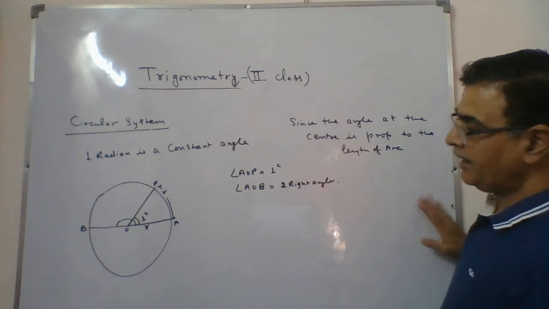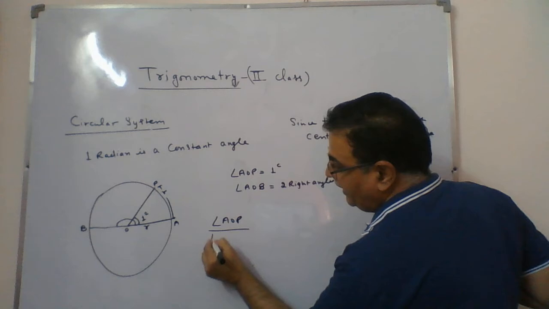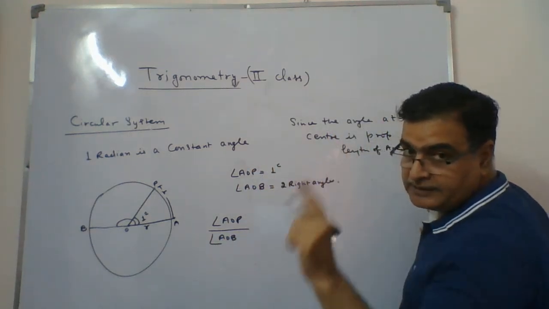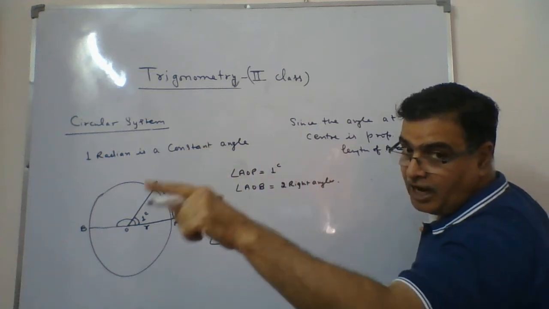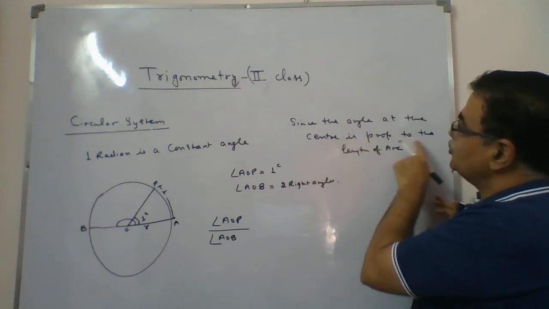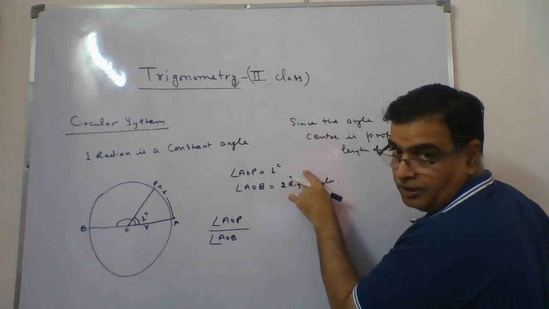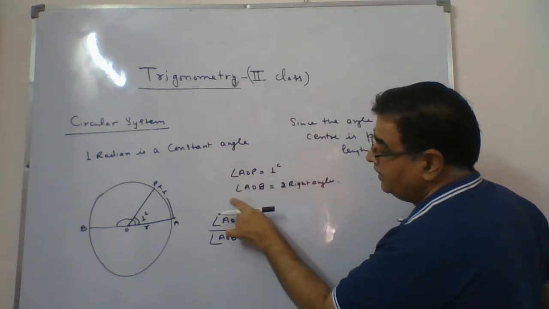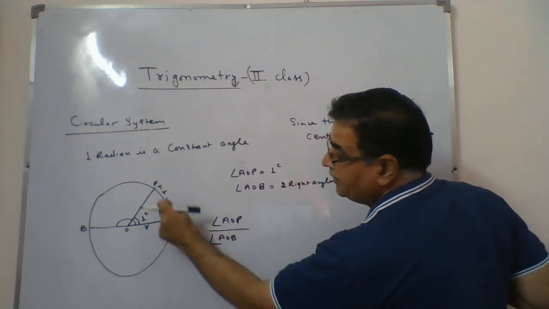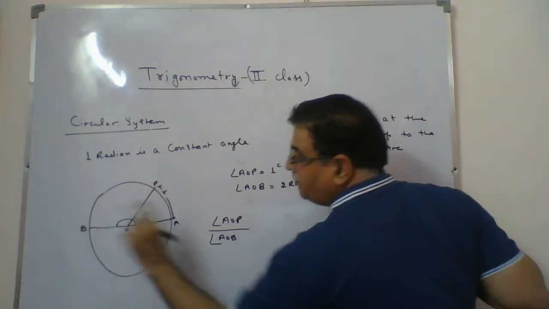So what I have here is angle AOP by angle AOB, whatever the ratio of these two angles will be the same as the ratio of their arcs. As I told you, the angle at the center is proportional to the length of arc. Smaller the angle, smaller the arc; greater the angle, greater the arc. So first, if I take 1 radian, the arc length is only AP. When you take 2 right angles, the arc length will be the complete APB.